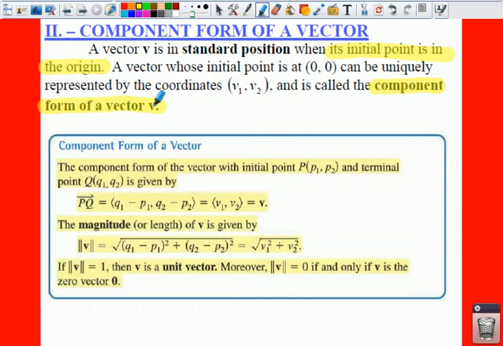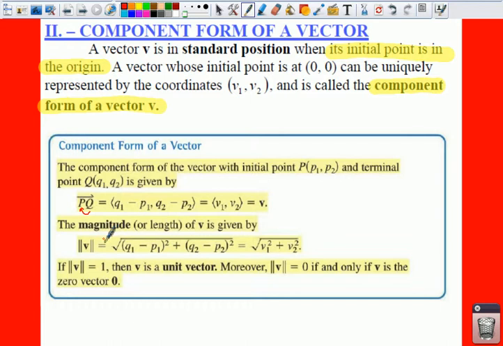So what we look at is the component form of a vector down here. It is with initial point P and terminal point Q. The way you find your vector is to take Q minus P. So you always take your final point and subtract your initial point. So Q minus P, that's equal to your V1, V2. That is your original vector.